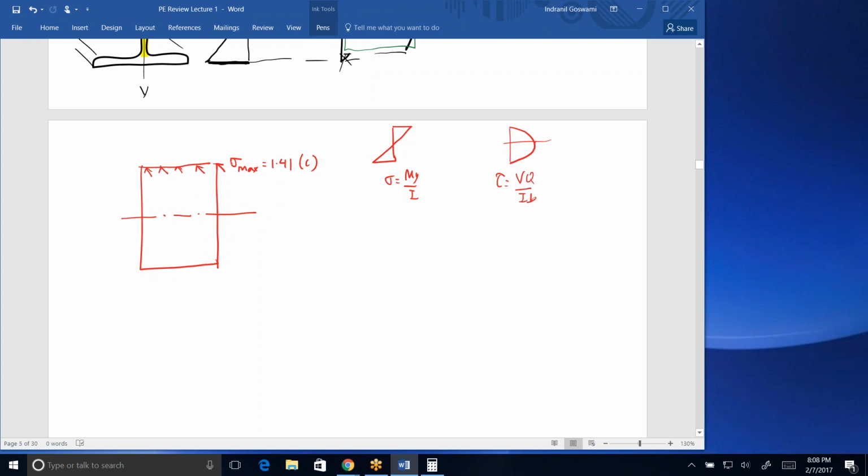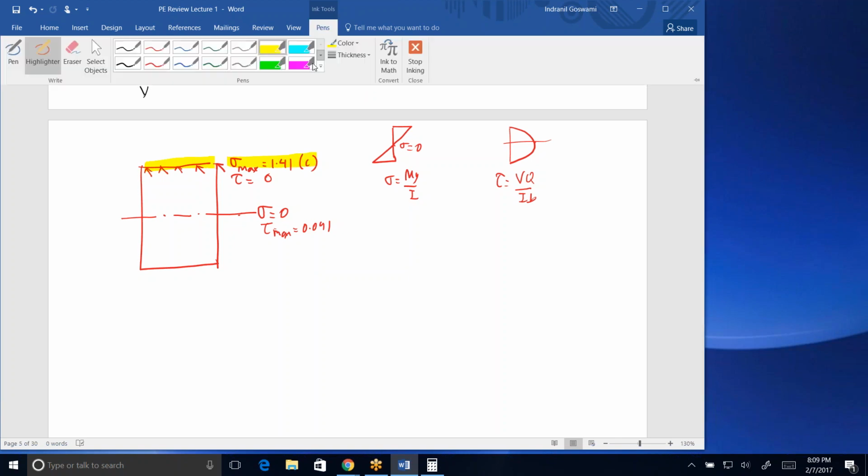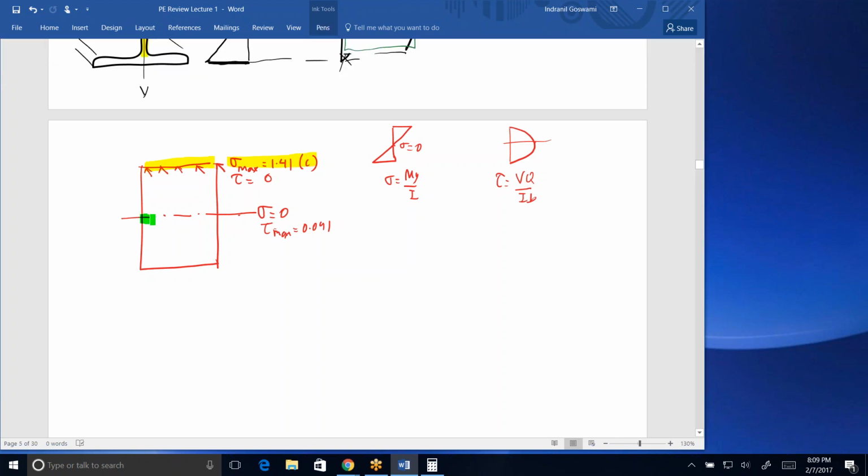So what do we have? Out here we have, combined with sigma max, a tau of 0. And in here, combined with a sigma of 0, because at the neutral axis it goes through a 0, the tau is maximum at 0.041. So if we are talking about either one of those places, we don't really have to do a stress combination. At this location, the stress is all sigma. At this location, the stress is all tau, and a very small tau at that, right?